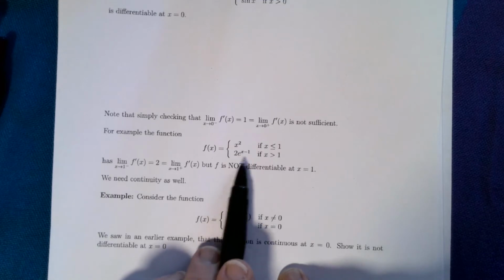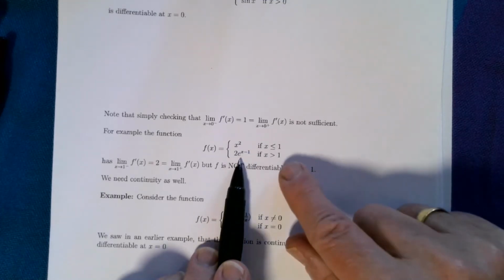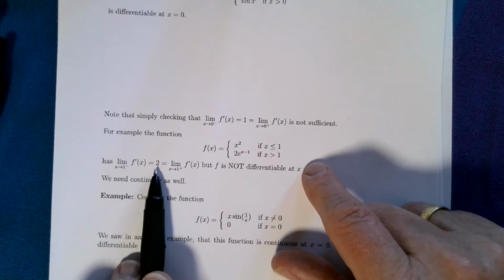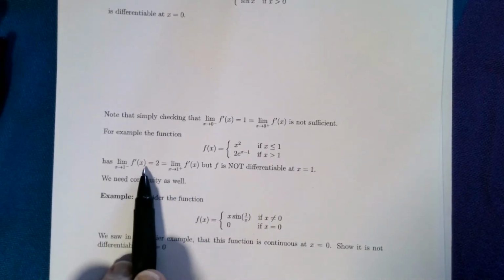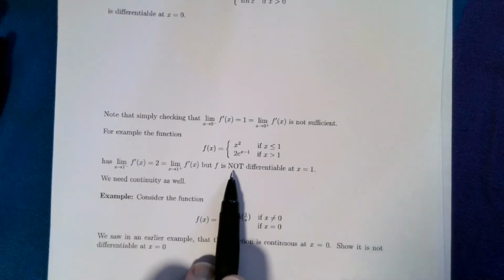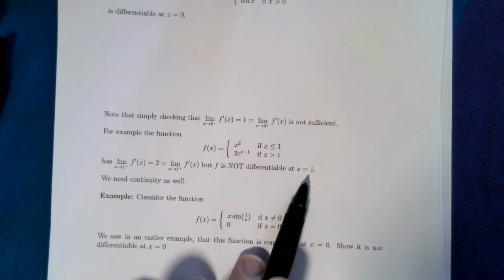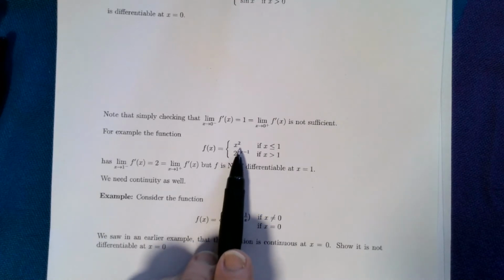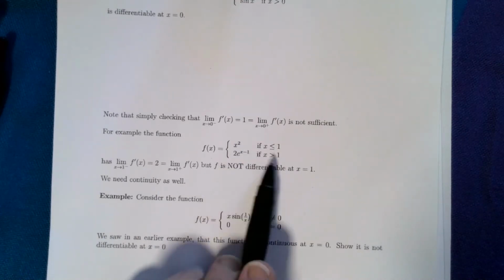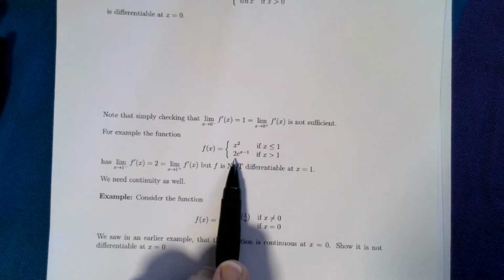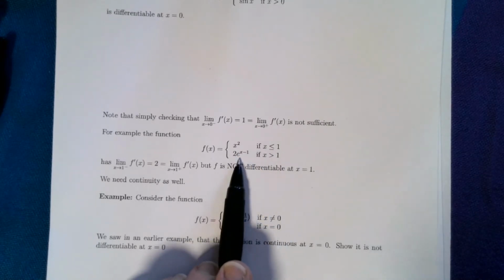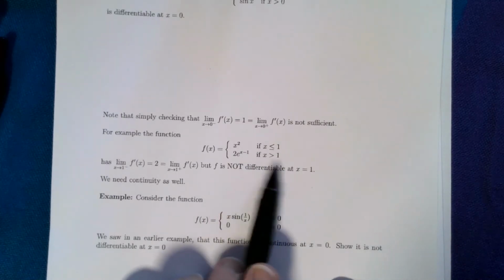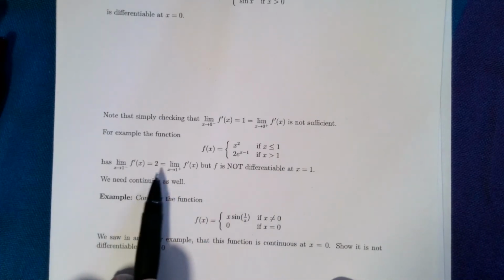e to the x doesn't change when you differentiate it, and when you plug in 1, you also get 2. So the derivatives match, but this function is not differentiable at x equals 1, because if you take a limit of this as x goes to 1, you get 1 squared, which is 1. And if you take a limit of this as x goes to 1, then you get 2. The two limits don't match. So this function is not continuous at 1, even though the derivatives match.